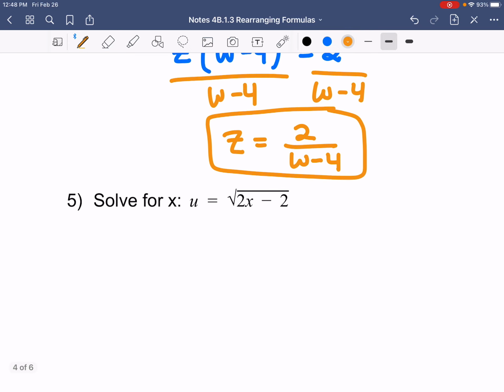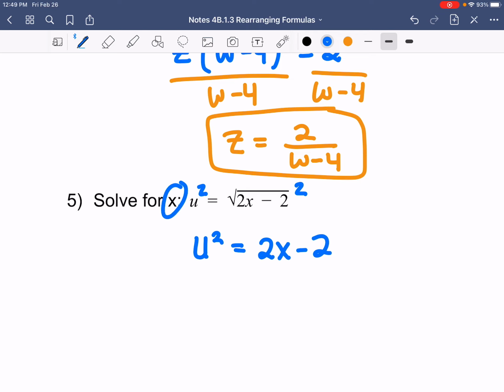All right, and last example, solve for x. u equals the square root of 2x minus 2. So my goal is to get x by itself. So I have minus 2, times 2, and then a square root. So I'm going to go backwards, and I'm going to get rid of the square root first. So I'm going to square both sides. That's how you cancel a square. So I get u squared equals 2x minus 2.